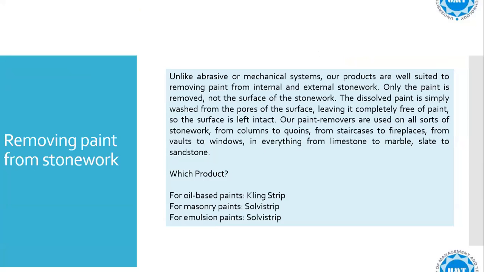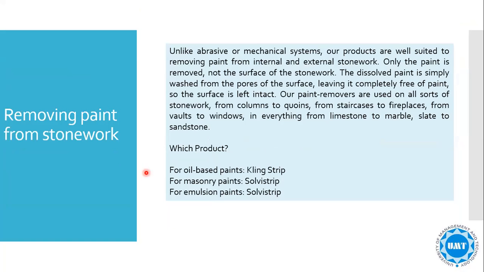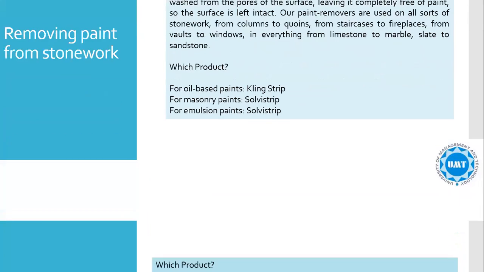Choosing a paint stripper that has been tested is a very important task. So if we are going to remove paint from stonework, unlike abrasive or mechanical systems, chemical products are well suited to removing paint from internal and external stonework. Only the paint is removed, not the surface of the stonework. The dissolved paint is simply washed from the pores. Our paint removers are used on the inside and outside of stonework, from columns to quoins, from staircases to fireplaces, and from walls to windows. Which product will be used? For oil-based paint, Kaolin Strip; for masonry paint or emulsion, Solvay Strip.